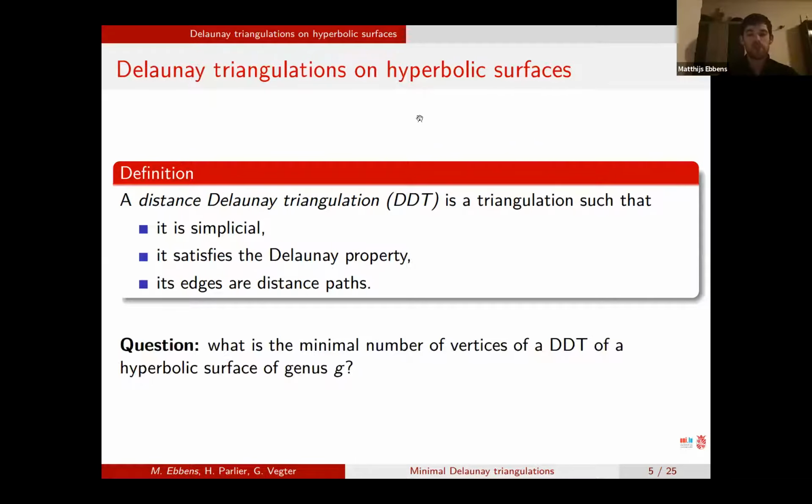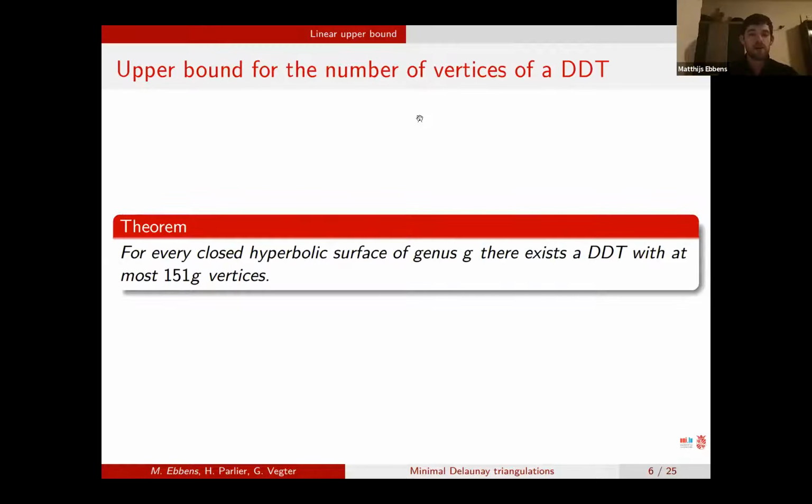So now the main question is, what is the minimal number of vertices of a distance Delaunay triangulation of a hyperbolic surface of genus G? And preferably, we want something that only depends on the genus. So the first result says that for any closed hyperbolic surface of genus G, there is a distance Delaunay triangulation with at most 151 times G vertices. And this constant 151 is, of course, not optimal. This is just some artifact of the proof, but the constant also doesn't really matter that much. The important part is that it's at most linear in terms of the genus.